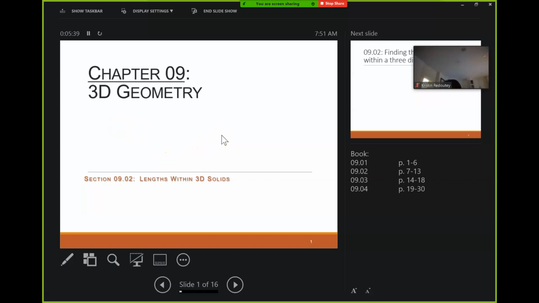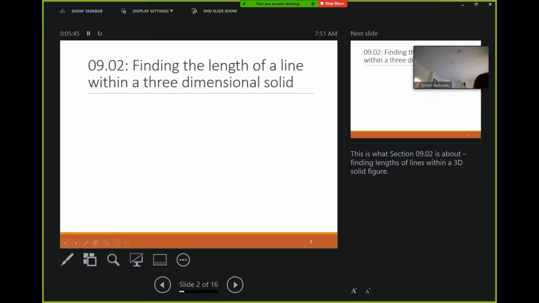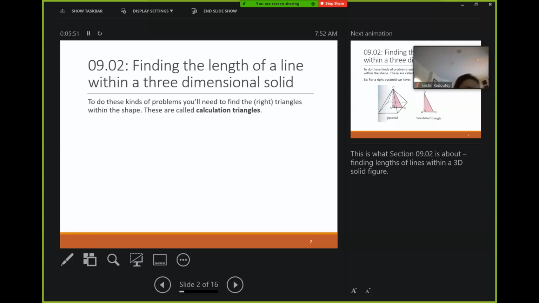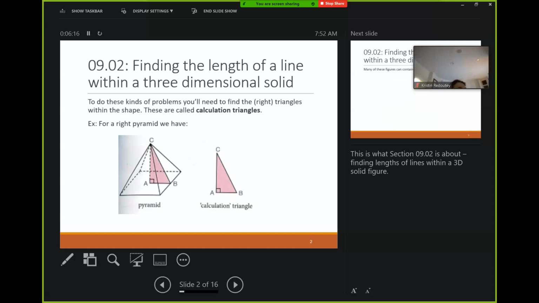What we're going to be talking about here in section 2 is calculating lengths within these three-dimensional solids. In most of these cases, the hardest part, I think, of this whole chapter is going to be finding these appropriate calculation triangles. More often than not, we're going to want to find a right triangle inside of the three-dimensional figure that contains the information we're looking to solve for. So there's lots of possible calculation triangles.